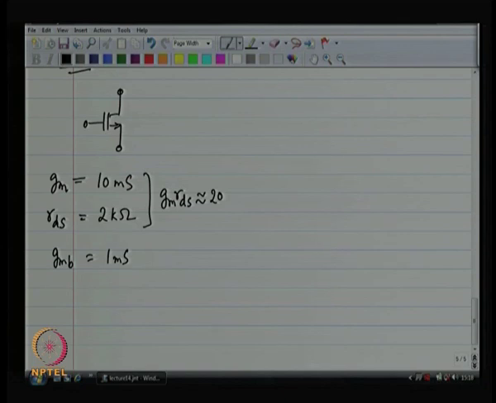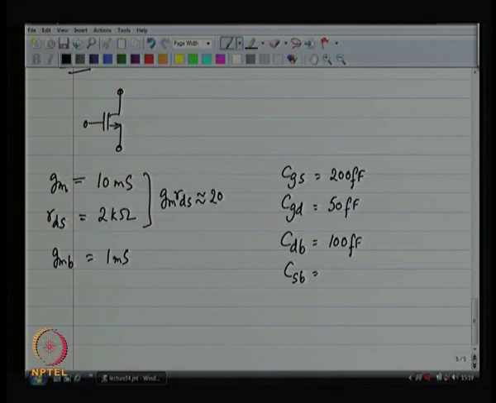Let us forget about RG for now, gate resistance, let us forget about it. Then I have got my capacitances. Let us say CGS is 200 femtofarads, CGD is 50 femtofarads, C drain to body is 100 femtofarads, and C source to body is 150 femtofarads. Let us start with these numbers.